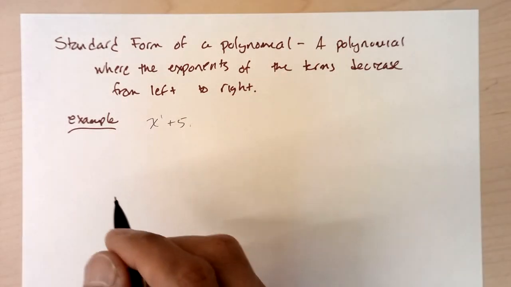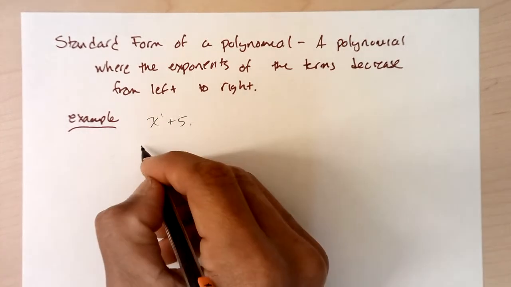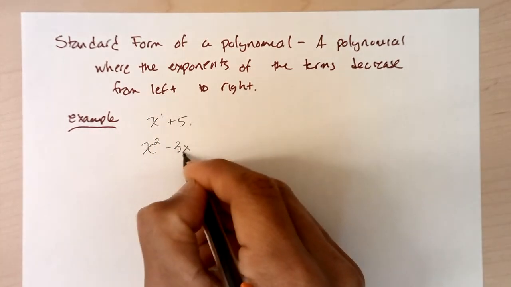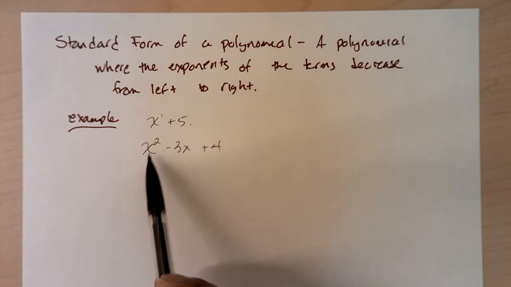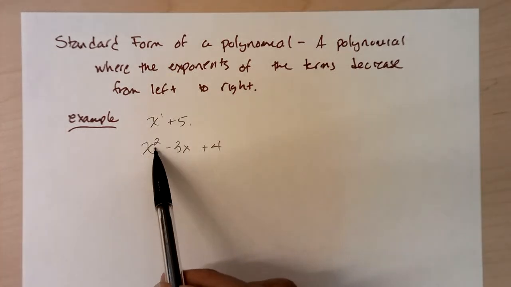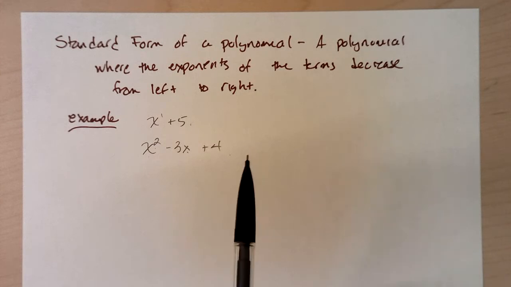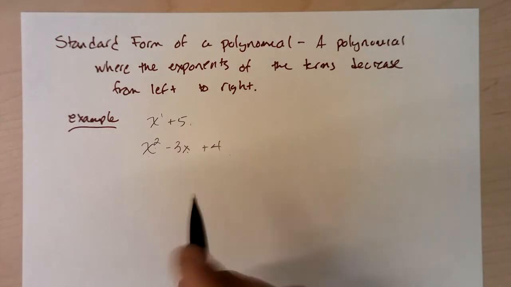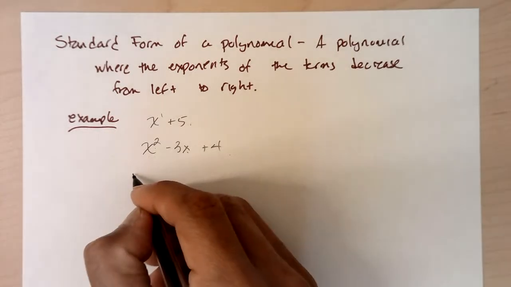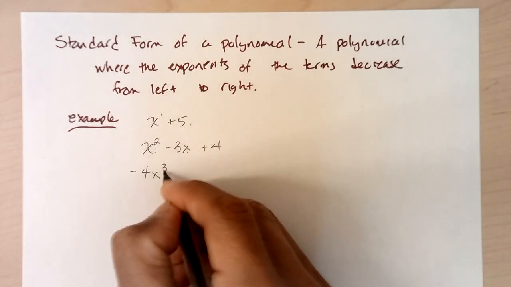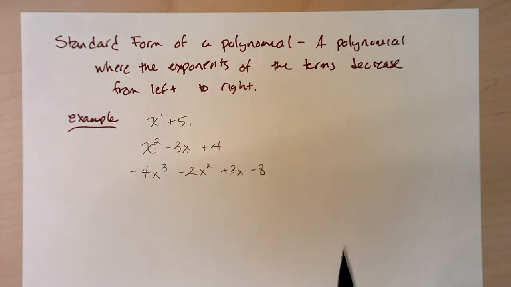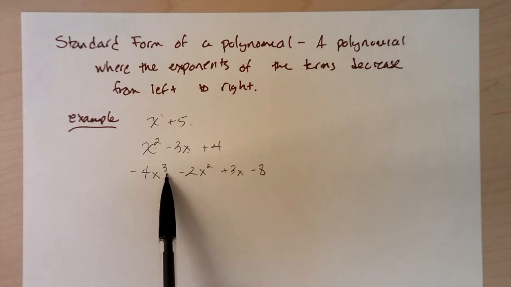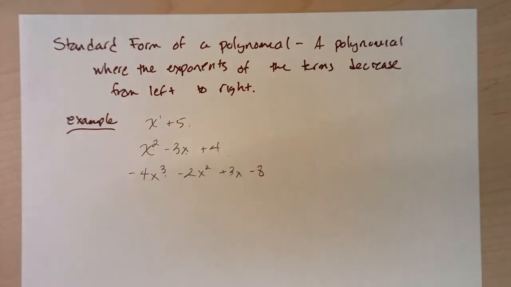Right? Something else, or another polynomial in standard form is something like x squared minus 3x plus 4. If I look at the variables and the exponents of each of the variables, they go down or decrease from left to right. Exponent here is 2. The exponent here, even though it's not written, is 1. And then the exponent of the variable here is 0. Something else that would be in standard form, something like negative 4 x to the third minus 2 x squared plus 3x minus 8. That's in standard form. The exponents of the variables decrease from left to right, 3, 2, 1, and 0. So those are examples of polynomials in standard form.